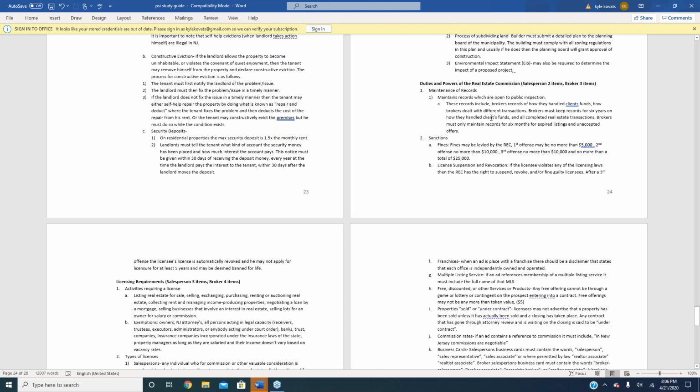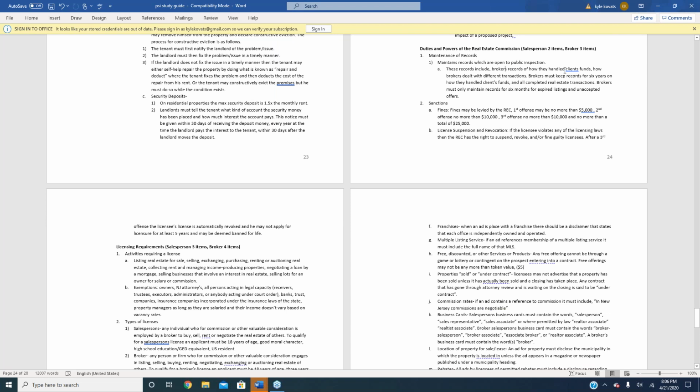Let's see. Also, for the Real Estate Commission, they might ask you, who writes real estate laws? And it's not the Real Estate Commission, it's the state legislature. The state legislature, we say, promulgates. They're the ones who sign off on real estate laws. Also, they may ask you, who does the Real Estate Commission operate underneath and who are they funded by? They operate under and they're funded by the Department of Banking and Insurance. So again, the Real Estate Commission operates underneath and is funded by the Department of Banking and Insurance.